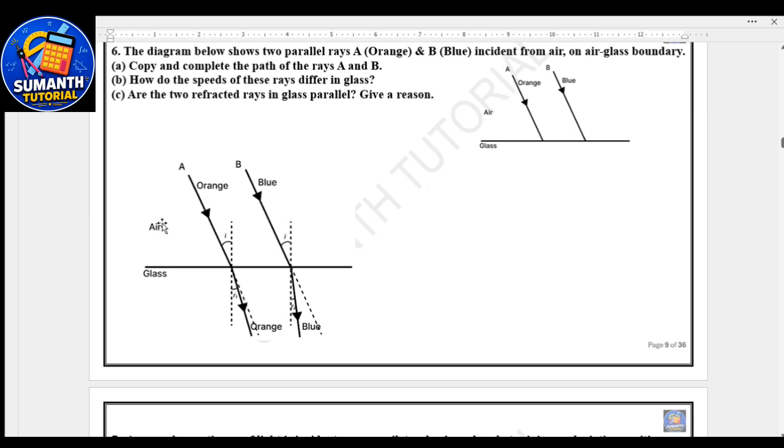It's a diagram based one, so I have directly copied the diagram there. Now see here, the diagram below shows parallel rays A and B. A is orange, B is blue, incident from air on an air-glass boundary. Copy and complete the path of rays A and B. Now see here dear, it's very clear. If you want to solve this type of question, first you should know the concept of VIBGYOR.